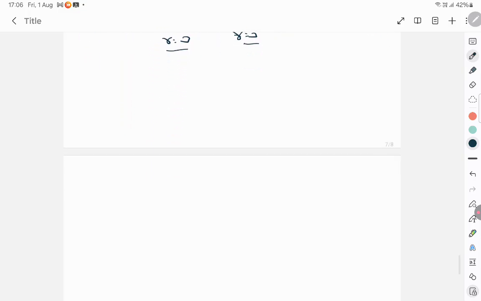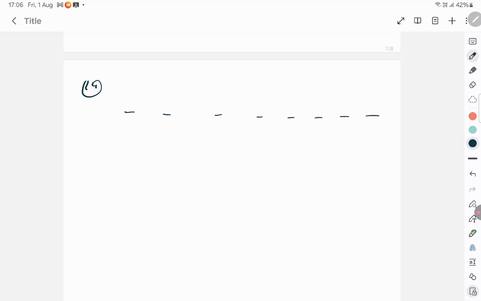Okay, let's go to the next sum, which is example 14. How many 8 letter arrangements can be done using the letters of the word DAUGHTER, D-A-U-G-H-T-E-R? Using this, how many 8 letter words can be formed if all vowels occur together? How many vowels are there? A, E, U. That's all.